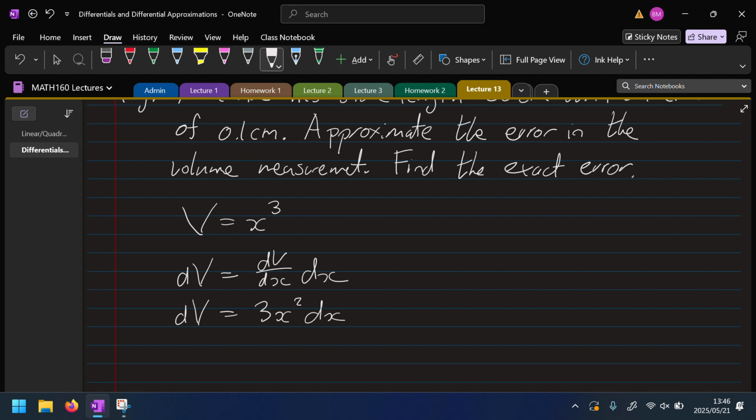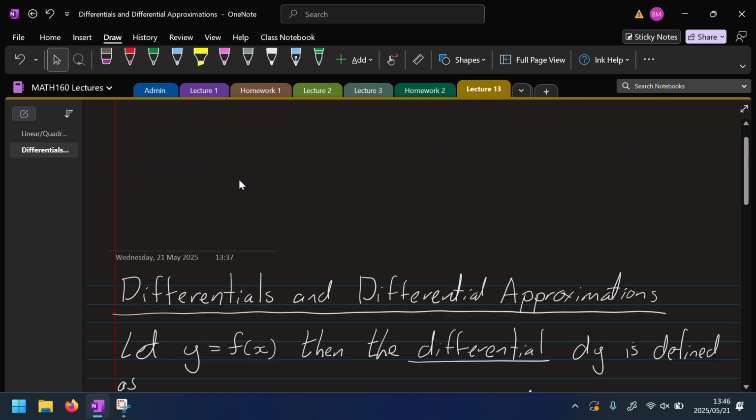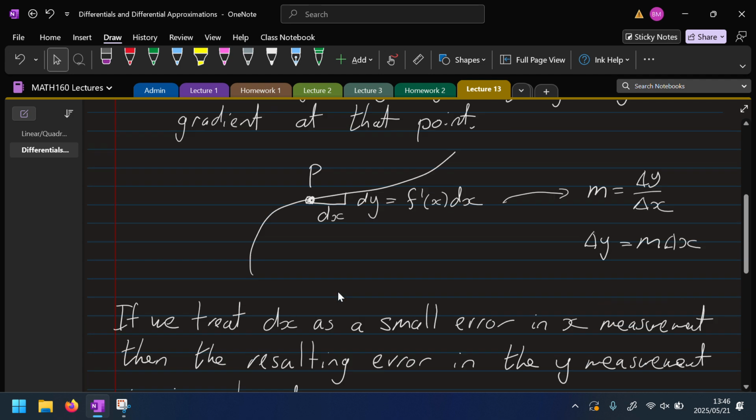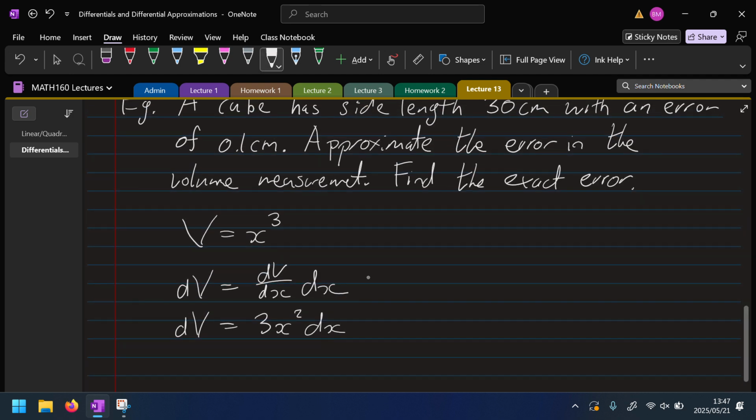Yes? Since it's supposed to be 3x over 2. Which one? No, we're not doing the derivative on both sides. We're doing the differential. So let's go back to here. We're doing the differential on both sides. So we've got V is f of x is x cubed. So dV will be the derivative of V dx. The derivative is only on the one side. This is from the definition of the differential.